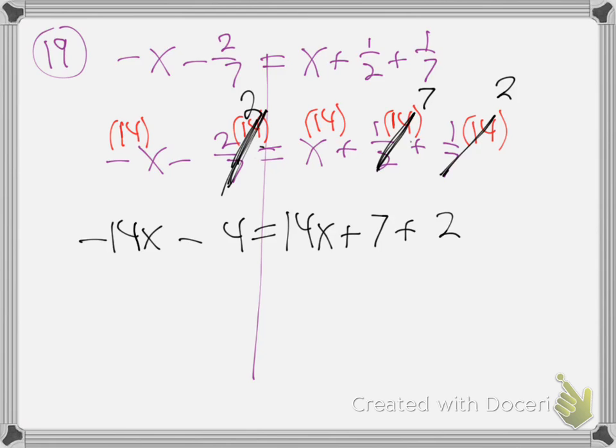Good to there? Can you finish it now? So the fractions are done. We have no more fractions. That's always step 1, right? Clear fractions. They're cleared away. Keep going. So now, what's the next one? Subtract. So we get the same result.